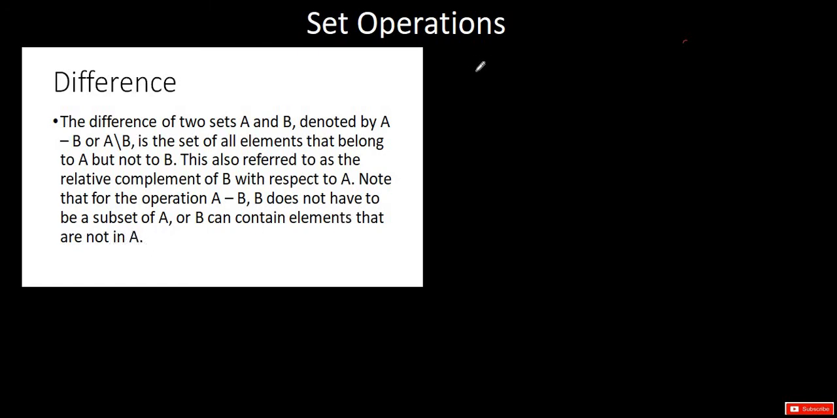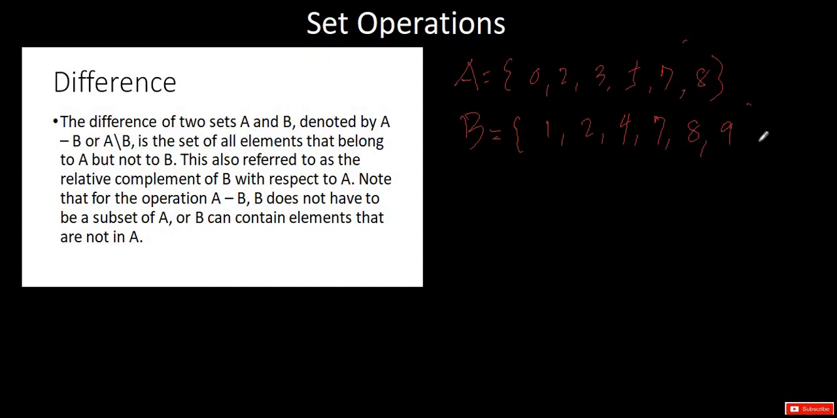Let's have an example. Suppose we have set A containing the elements 0, 2, 3, 5, 7, and 8. We have set B containing the elements 1, 2, 4, 7, 8, and 9. So what is A minus B? Okay, so we recall that A minus B means A only, or A but not B. So let's take note of these two keywords, only and but not.